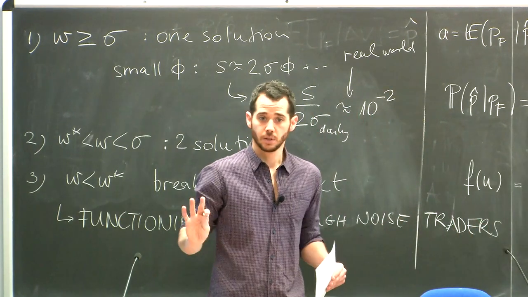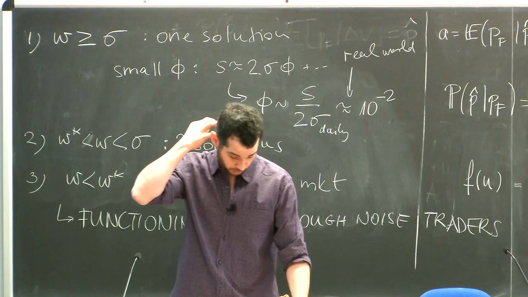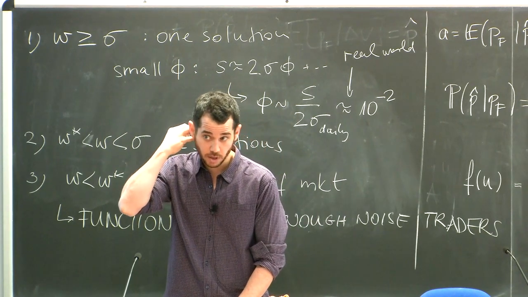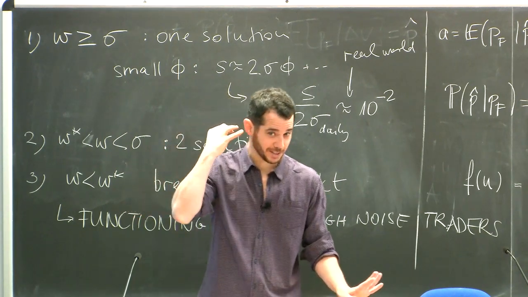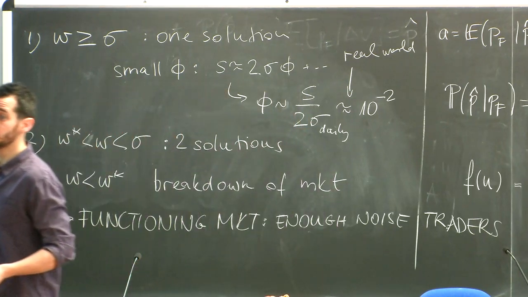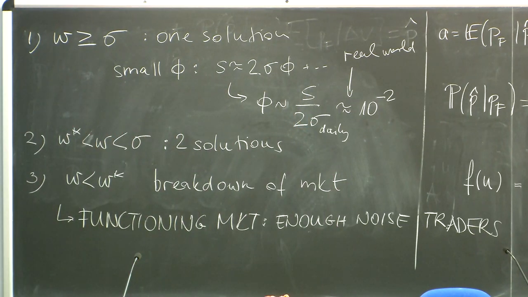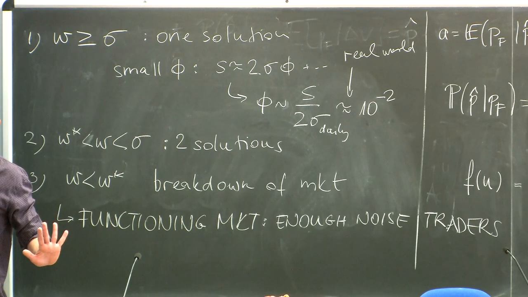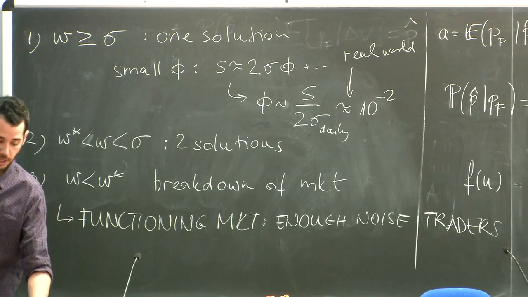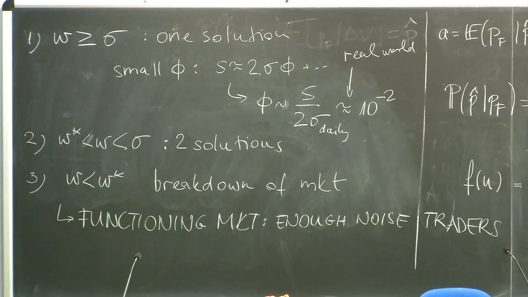Is the message of this type of model clear? I hope. Yes. Here it's clear, the three phases. The first is this one, where you have one solution. Here you have two. Here you have zero.